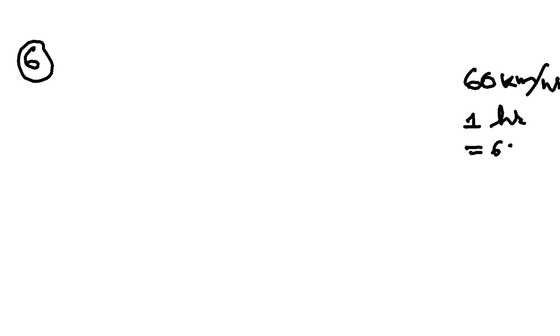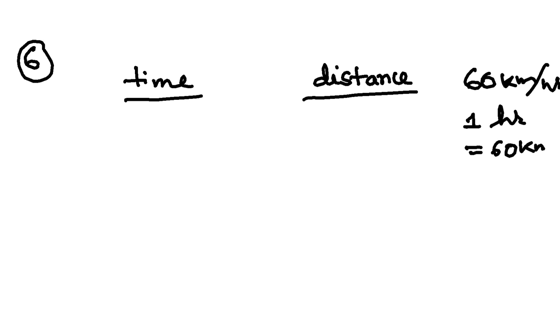This question is very interesting. There are two quantities. The car was traveling with speed 60 km per hour. What is the meaning of 60 km per hour? In 1 hour it covers 60 km. Now there will be two quantities, one is time, the other is distance. So in 1 hour the car has covered 60 km.